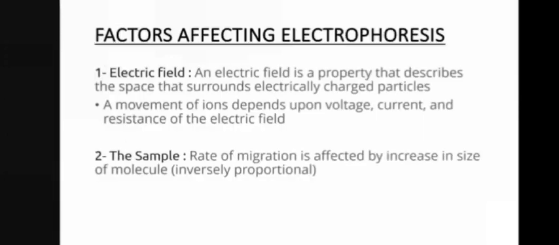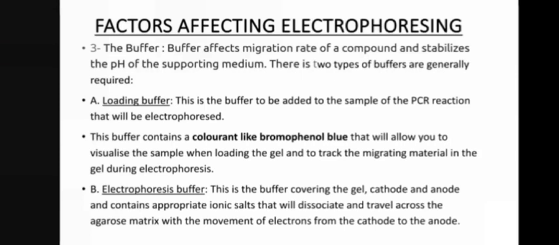Factors affecting electrophoresis. Number 1, electric field. An electric field is a property that describes the space surrounding electrically charged particles, and the movement of ions depends upon the voltage, current, and resistance of the electric field. Number 2, the sample: the rate of migration is affected by the size of the molecule, being inversely proportional to the increase in size.